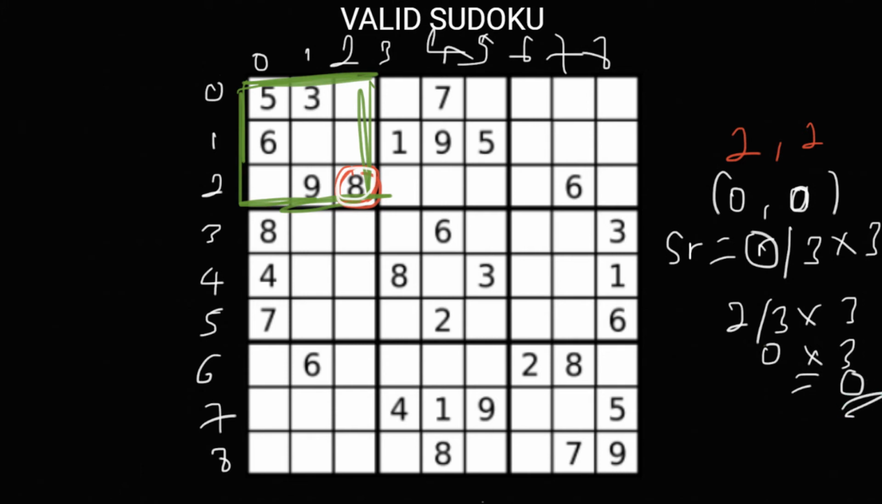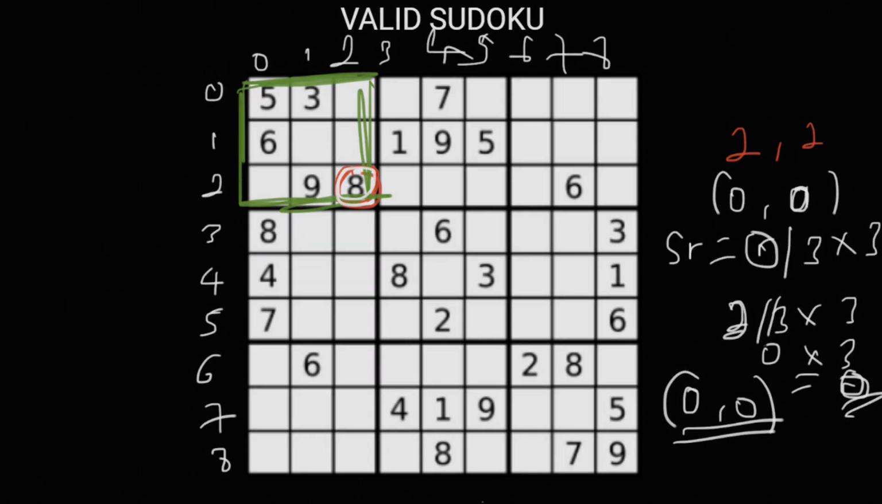What's the current column that we're at? We're at column 2. It's the same calculation: 2 over 3 times 3. 0 times 3 gives us 0. So in the end, we're going to get 0, 0, representing the start cell of the grid that we're at. It works for all the other grids on the board. I'm not going to do the calculation for all of them. Please try it out if you want to make sure.